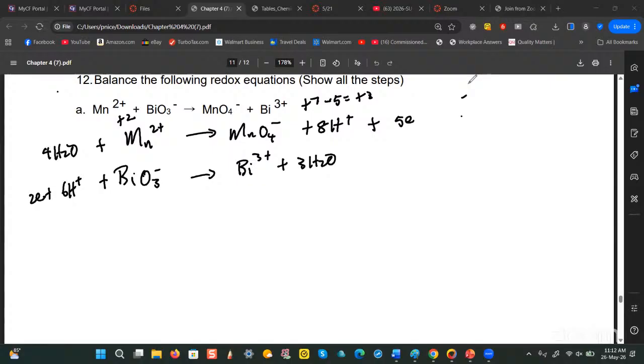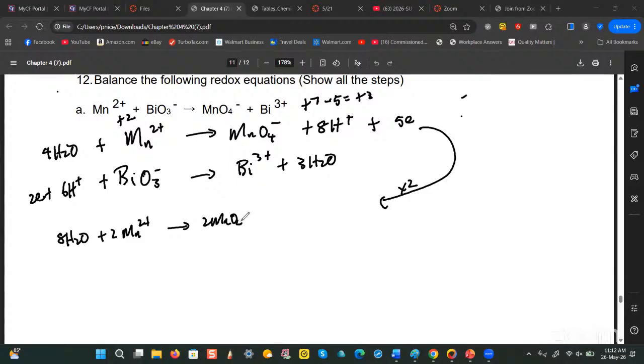Multiply both, the top and bottom. You have to multiply both of them by certain numbers. What would you multiply the top one by? Two. Multiply the top one by 2. So when you do that, you're going to end up with 8 water molecules plus 2 Mn2+ to give 2 MnO4- plus 16 hydrogen ions plus 10 electrons.